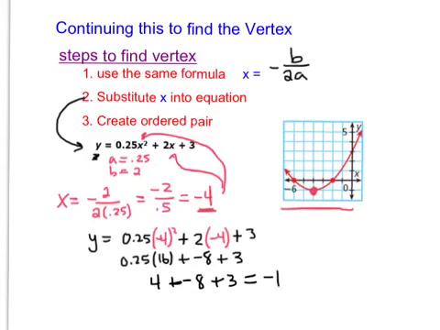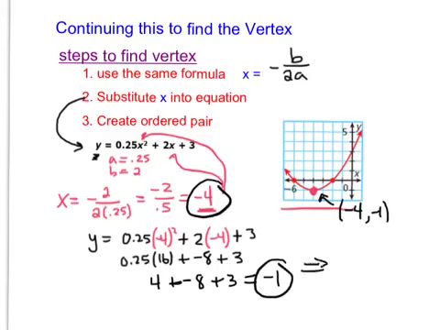And so we can look at this and say, okay, what is this point anyway? This point is (-4, -1), and our value for x is -4, our value for y is -1. So our ordered pair from what we found is also (-4, -1).